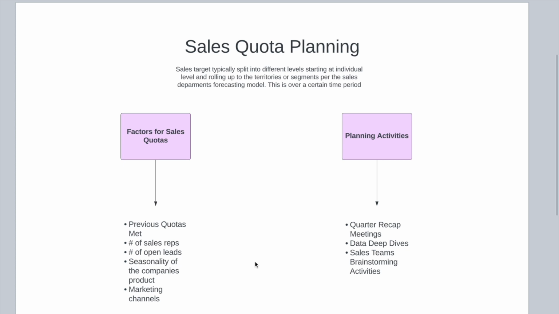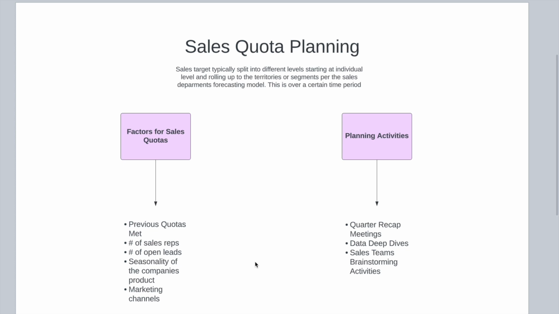Let's go over some planning activities for sales quotas. You can have quarter recap meetings. These are super helpful to understand how the previous quarter went with your sales quota. How successful were you on your sales quota? How close did you come, or were you able to exceed your sales quota in that quarter? And what can you do to improve? This can also help you understand maybe what you're going to be doing going forward for the next quarter.